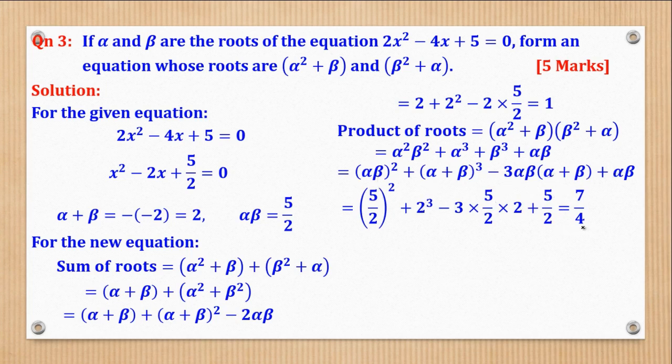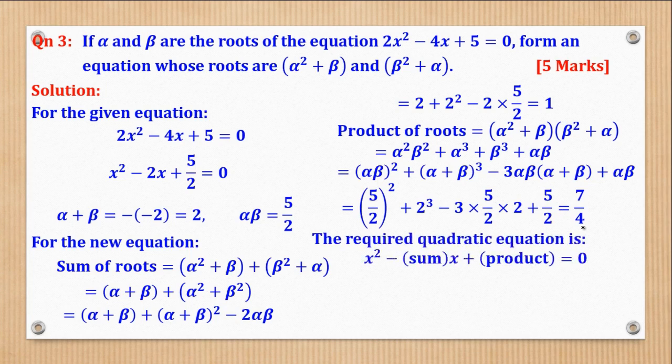Okay, now that I've got product and sum, I can get the required quadratic equation by substituting the sum and the product. Then multiply through by 4 to get the quadratic equation they needed.